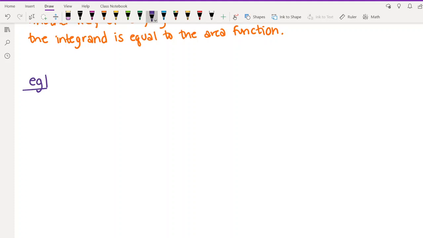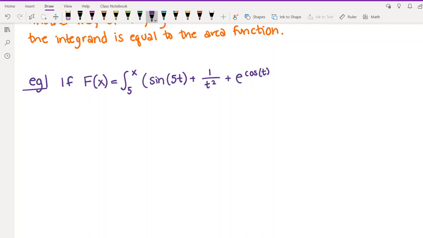So an example of how an FTC1 question might look is something like this. You might say, if capital F of x is equal to the integral from 5 to x of, and I'm going to write a kind of complicated function here, sine of 5t plus 1 over t squared plus e to the cosine of t dt. And the question is to find the derivative, find capital F prime of x.